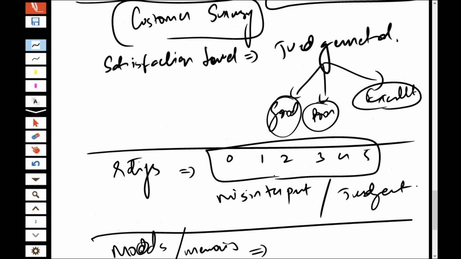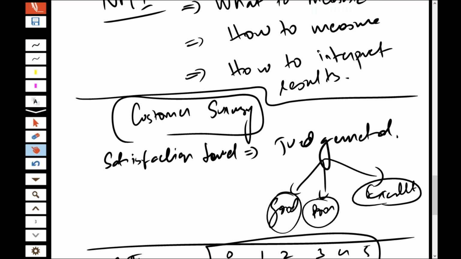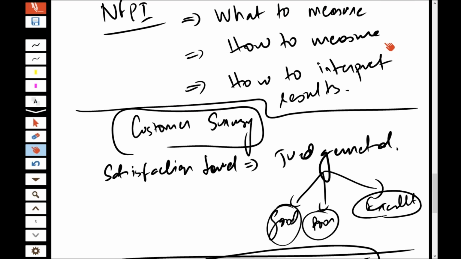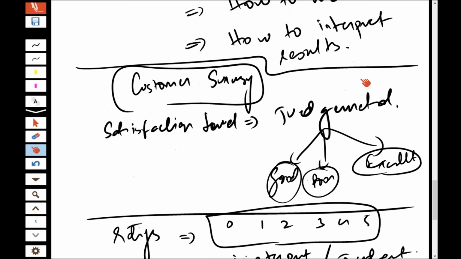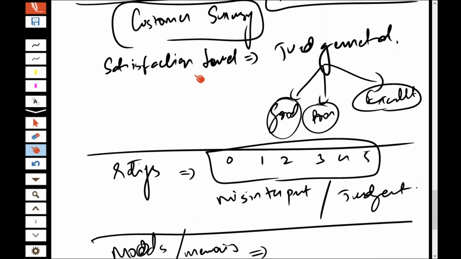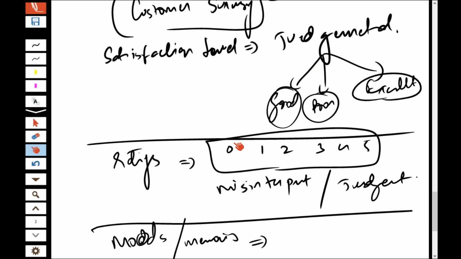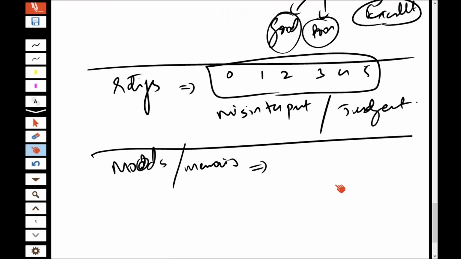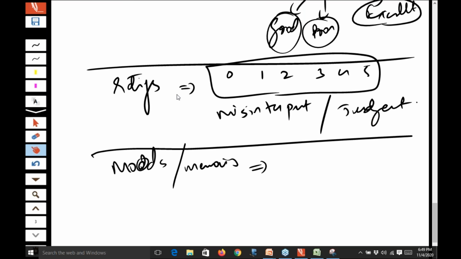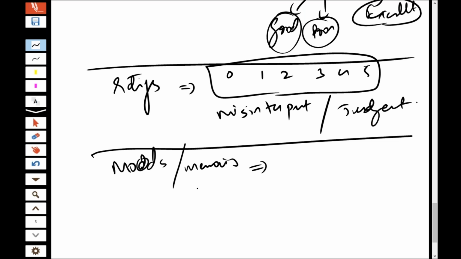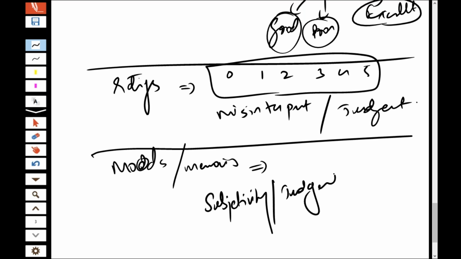So you see, when it comes to the introduction of non-financial performance indicators, it is a very important thing what to measure and how to interpret results. And especially when it comes to customer service, there are many other things involved: judgments, misinterpretation, subjectivity, and the customer's individual opinions. There are many things that need to be considered. So you could use the word subjectivity. You could use the word judgmental.